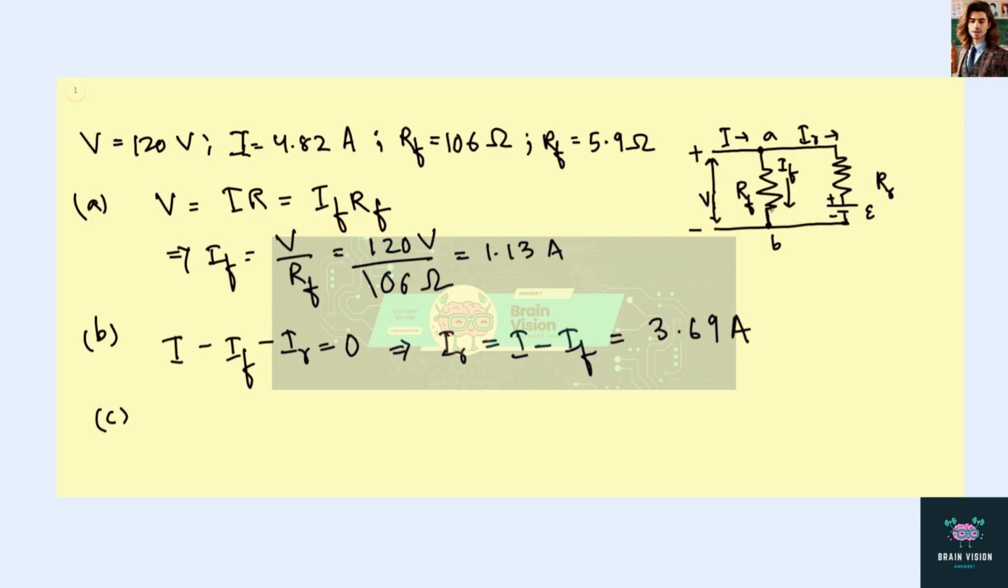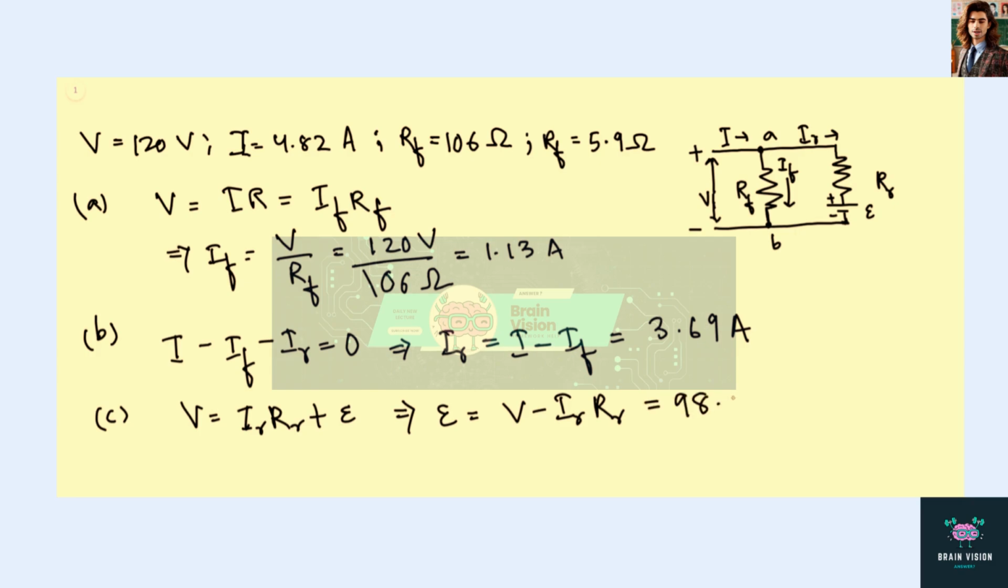For part C, we know that the potential drop across the rotor is IR times RR plus the induced voltage, and this must be equal to the applied potential difference V. So V is equal to IR times RR plus epsilon. Using this equation we can find the induced EMF developed by the motor. This is equal to V minus IR times RR, and this gives the induced EMF to be 98.2 volt. And this should be directed so that it opposes the current through the rotor.